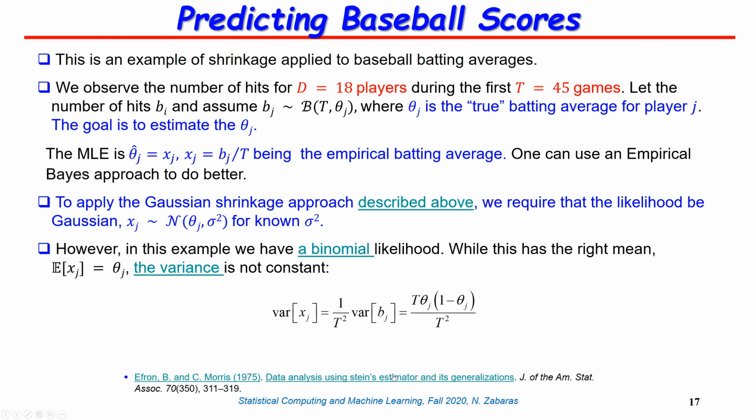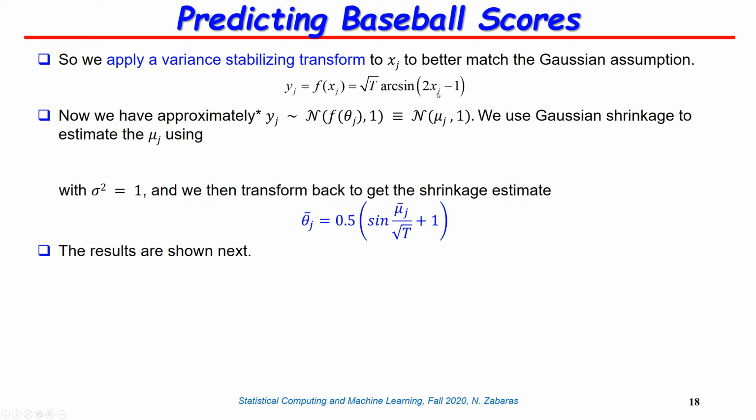So this paper by Efron and Morris, many years ago, from 1975, did a nice trick. They took the xj and transformed it to a new variable yj, in a way that approximately the distribution of yj turns out to be a Gaussian with a mean that is a function f of theta j. You remember my xj has a mean theta j. So yj has a mean f of theta j, where f of theta j is this complicated function that you see here with arcsine. But notice it comes out that approximately the variance of yj is equal to 1. It's constant. So this is what is called a variance stabilizing transform.